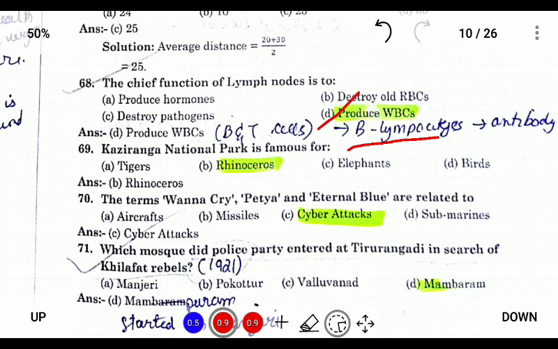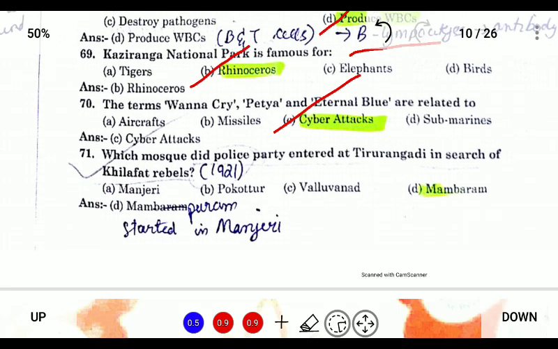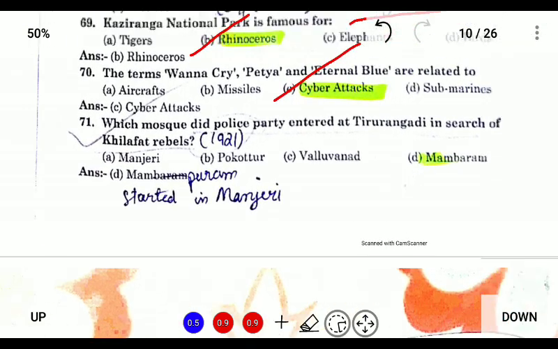Kaziranga National Park is responsible for the one horned rhino. The terms WannaCry, Petya, and EternalBlue are cyber attacks. The mosque which police entered in Tirurangadi in search of Khilafat rebels was Mambaram, and this is related to the Moplah revolt of 1921.